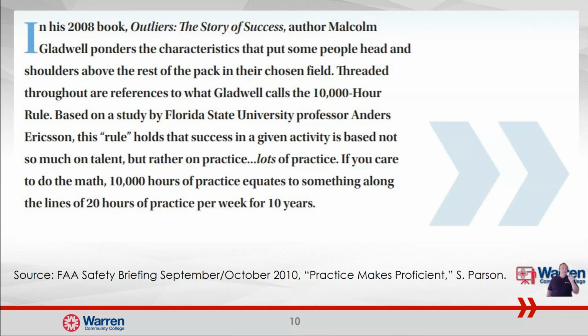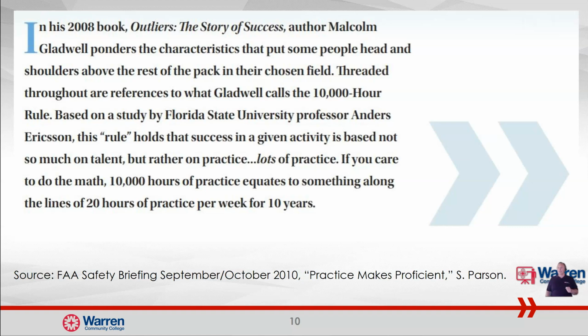So it's not that you have the talent, but it's the practice, lots of it. If you do the math, for instance, 10,000 hours of practice would equate to about 20 hours of practice per week for 10 years.